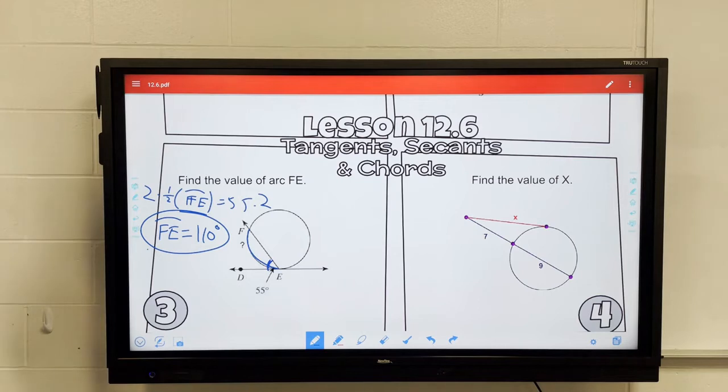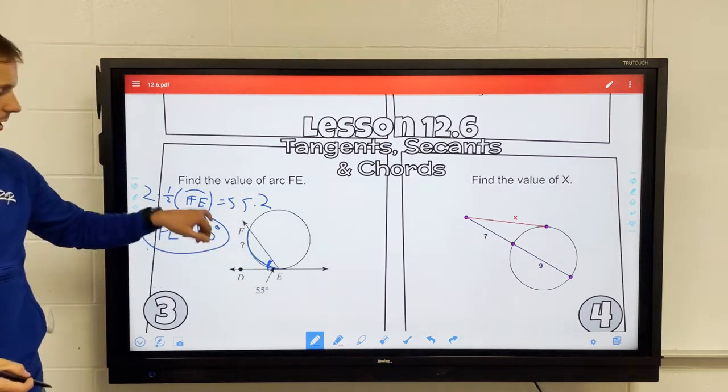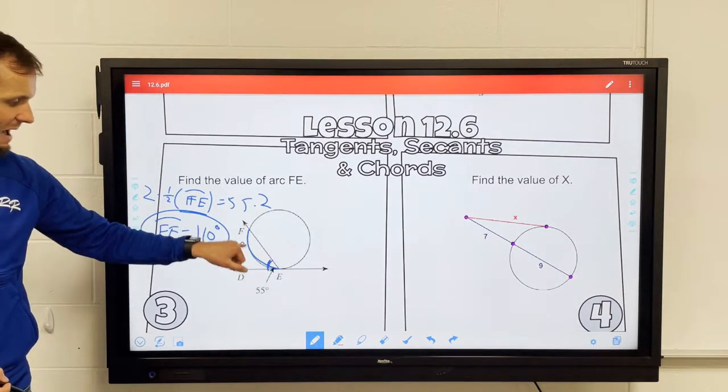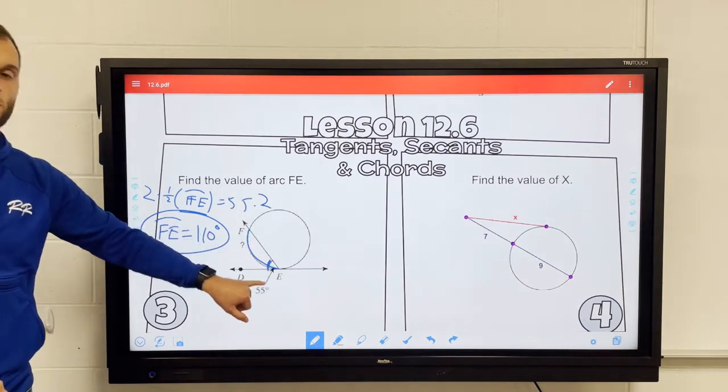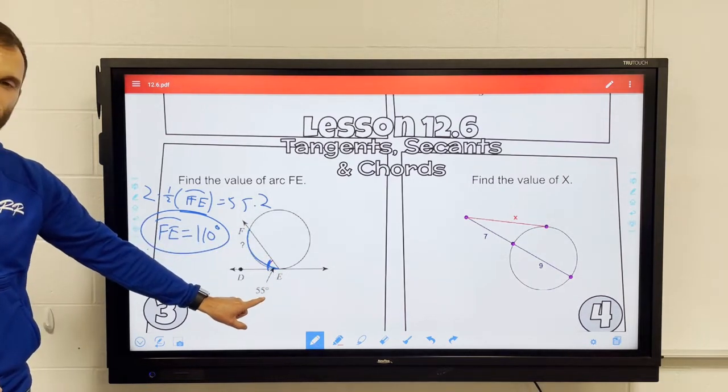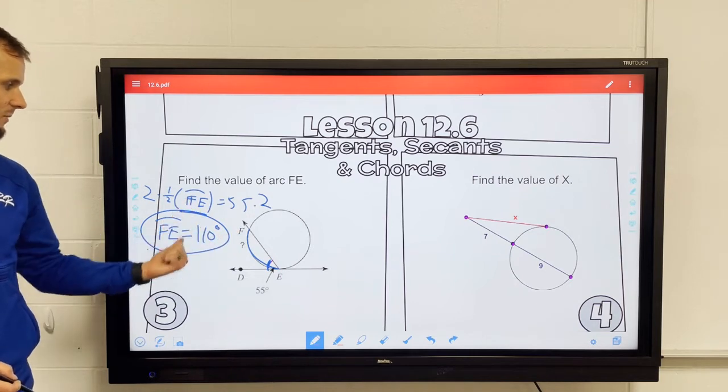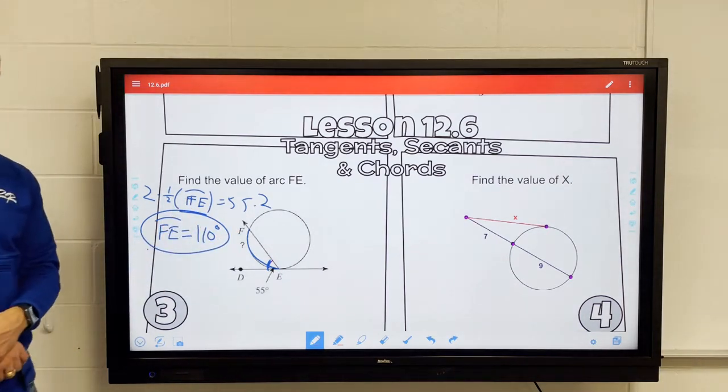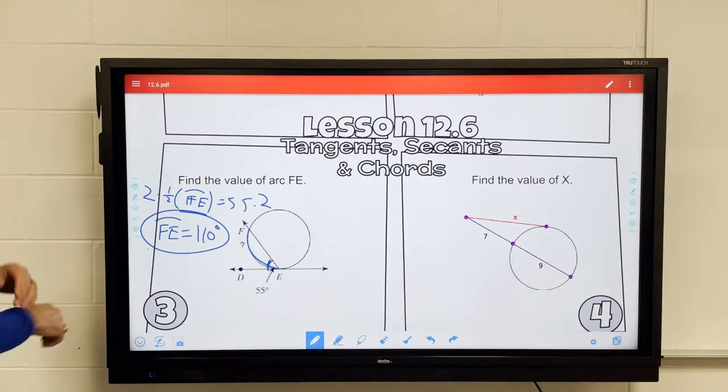So again, I know that if I have a tangent line and a chord, to find that arc, I'm going to take half of its intercepted arc. So that's the intercepted arc, so half of it would give me 55. So if I doubled that, that would end up giving me my value back here. Okay, let's jump over to our last example.